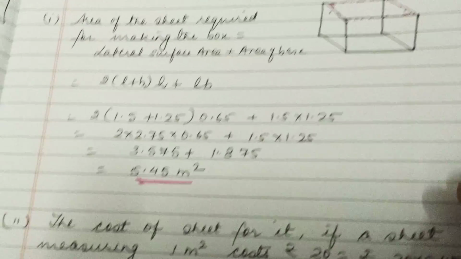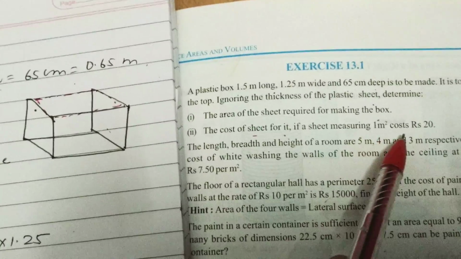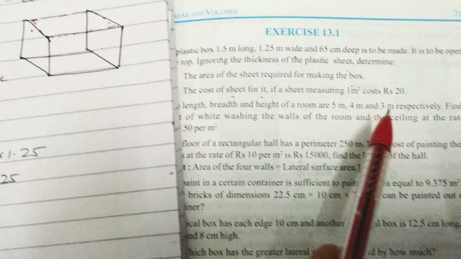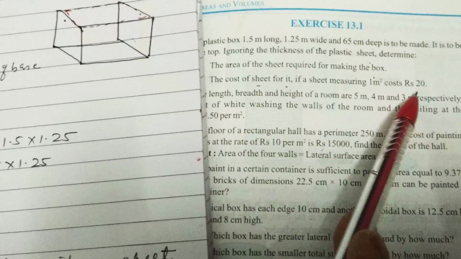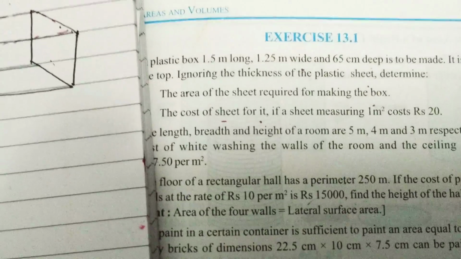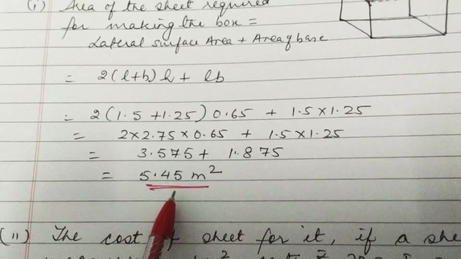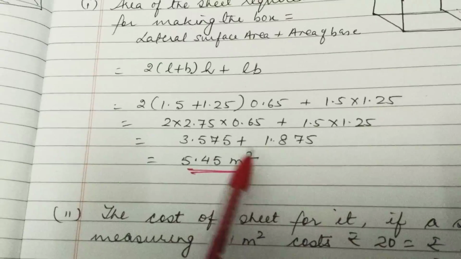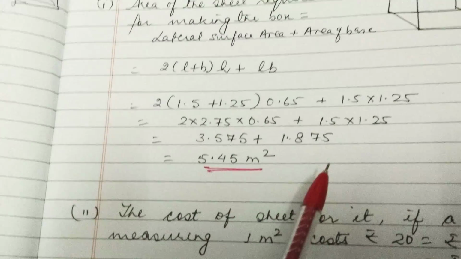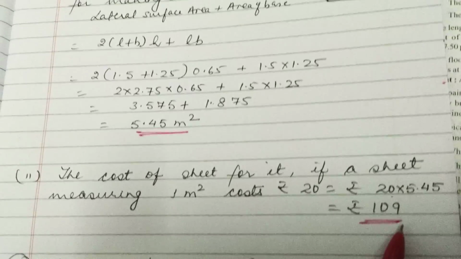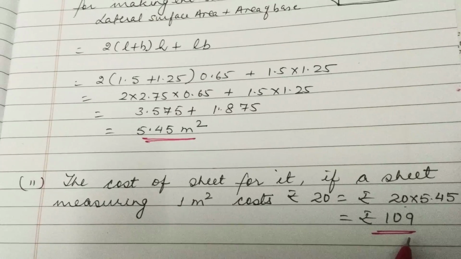Then the second part of the question is, find the cost of the sheet for it if a sheet measuring 1 meter square costs rupees 20. So what is the cost of 1 meter square? That is rupees 20. And what is the total area of the sheet which we have found out? That is equal to 5.45 meter square. So the cost of the sheet will be equal to this area multiplied by rupees 20. When you multiply 20 with 5.45, you will get the answer as rupees 109.